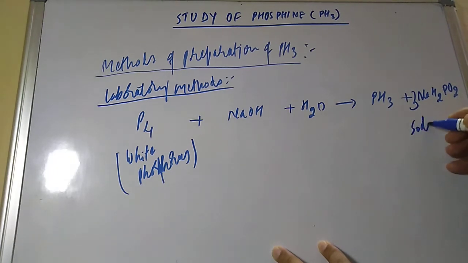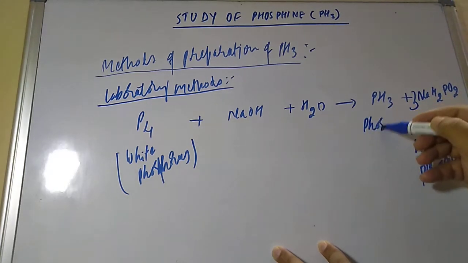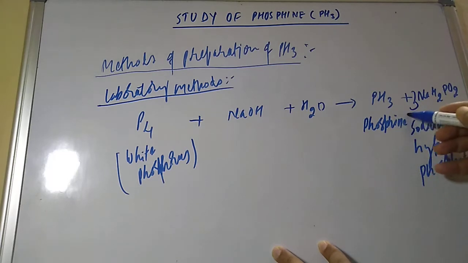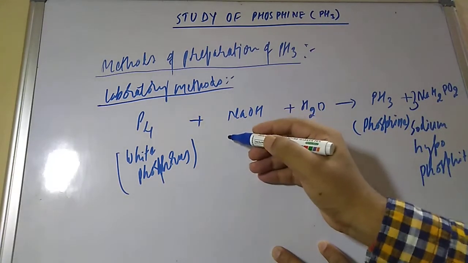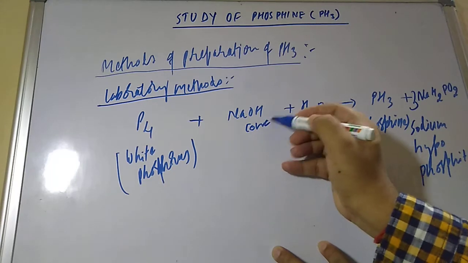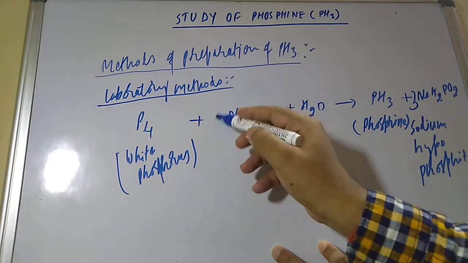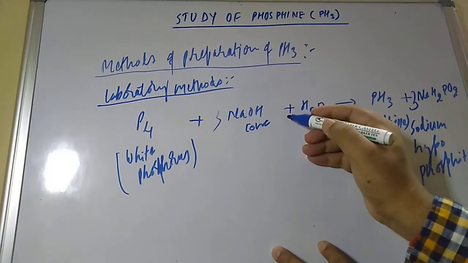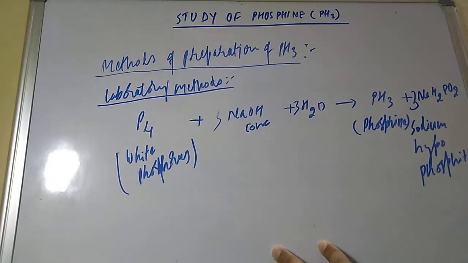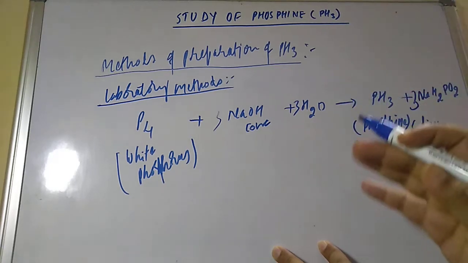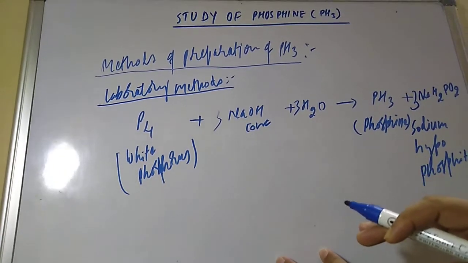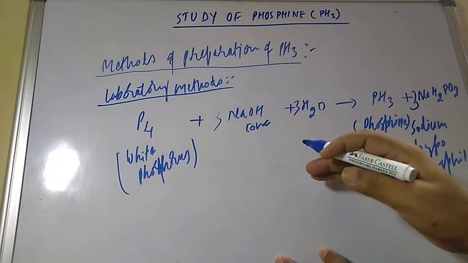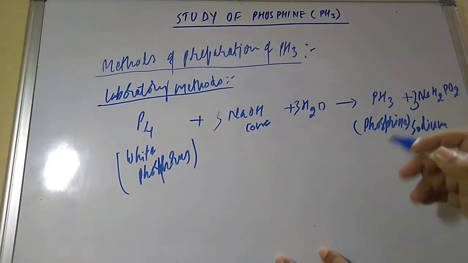This is sodium hypophosphite, and this is phosphine, and this is the base, concentrated sodium hydroxide. Actually, we have to balance it out. We multiply this by 3, and water also by 3. Now the rest of the things are balanced. So this is the laboratory method, in which we heat white phosphorus with sodium hydroxide, and we get phosphine.